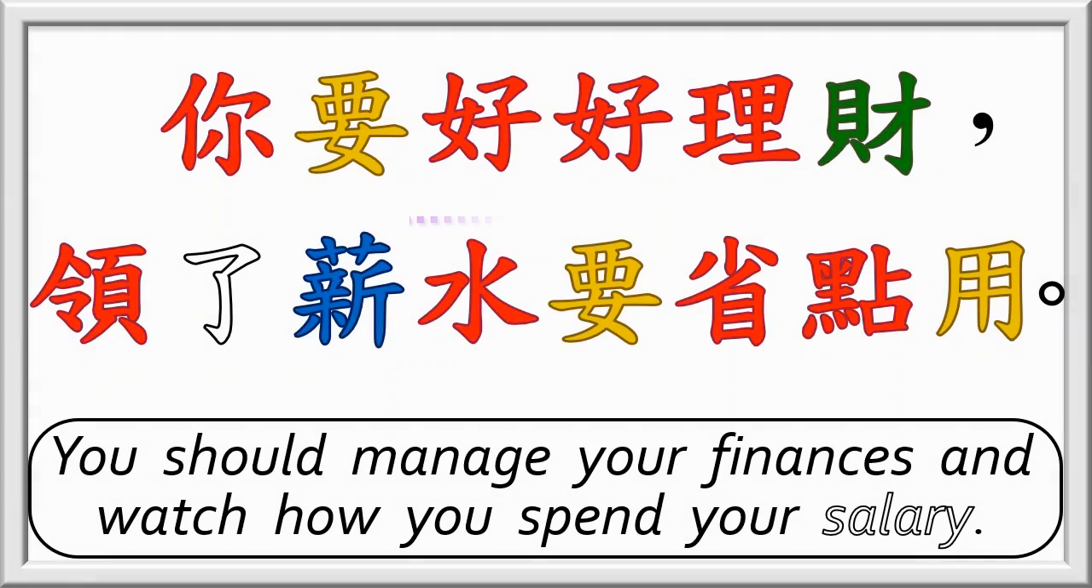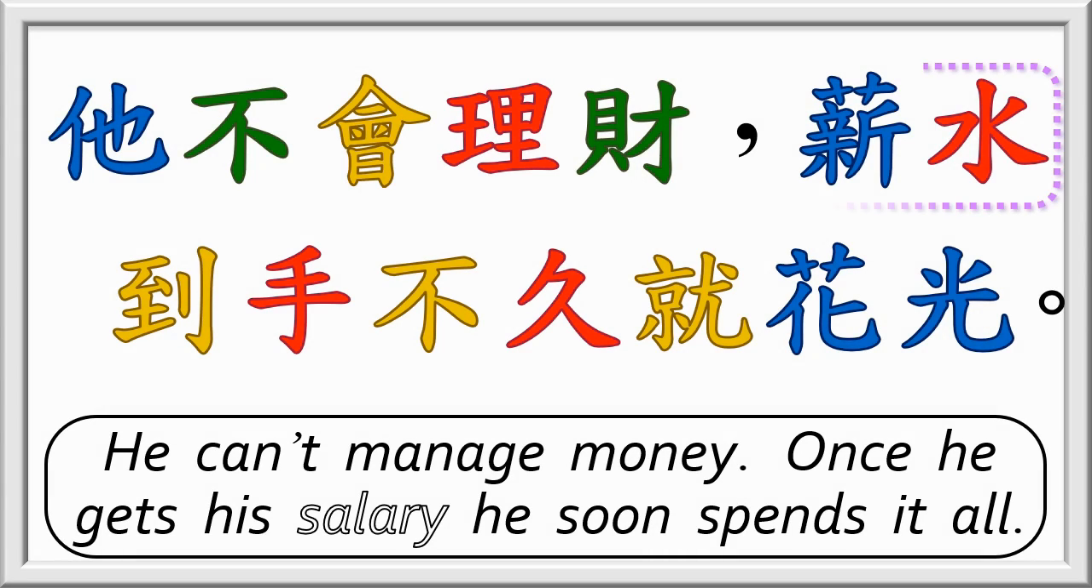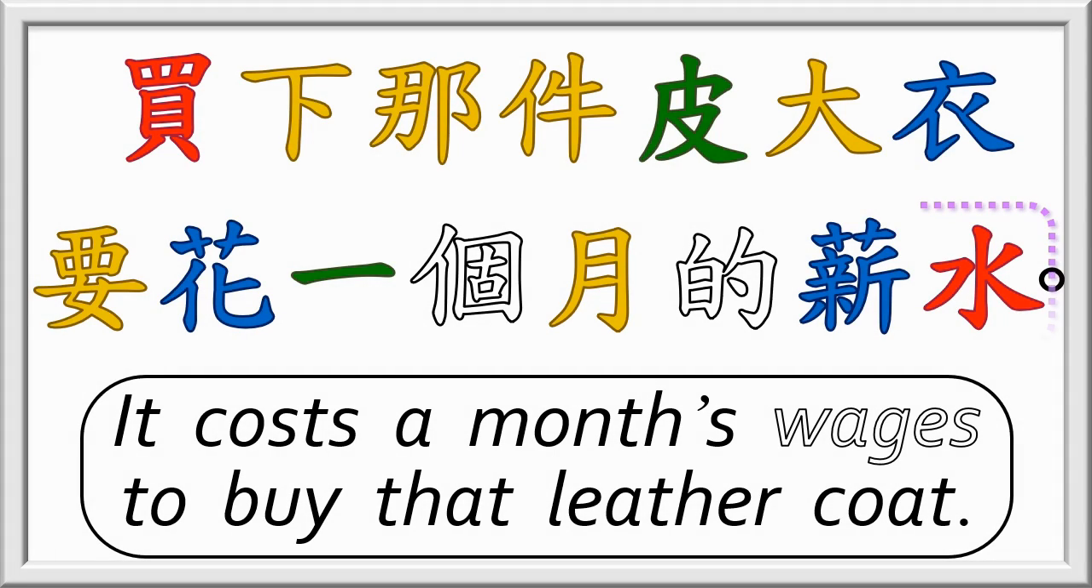In China, firewood and water were considered daily essentials, so the combination 薪水 now means a regular payment for services performed, or a salary. 你要好好理财，领了薪水要省一点用。You should manage your finances and watch how you spend your salary. 他不会理财，薪水到手不久就花光。He can't manage money. Once he gets his salary, he soon spends it all. 买下那件皮大衣要花1个月的薪水。It costs a month's wages to buy that leather coat.